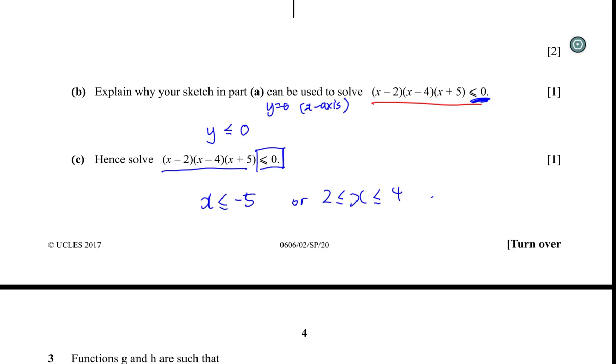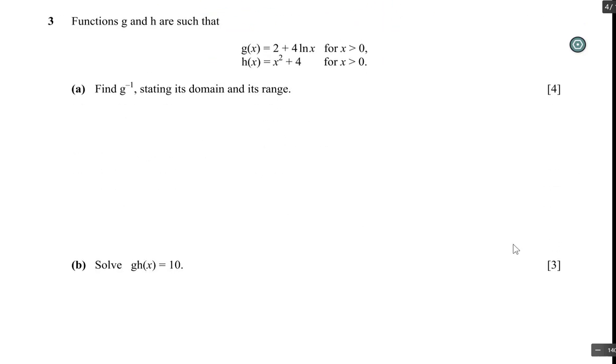Okay, let's move on to the next one. If you don't understand, let me know so I can try to explain more. So, find the G inverse and state its domain and its range. The range we already know, right? Because the range is copying the domain.